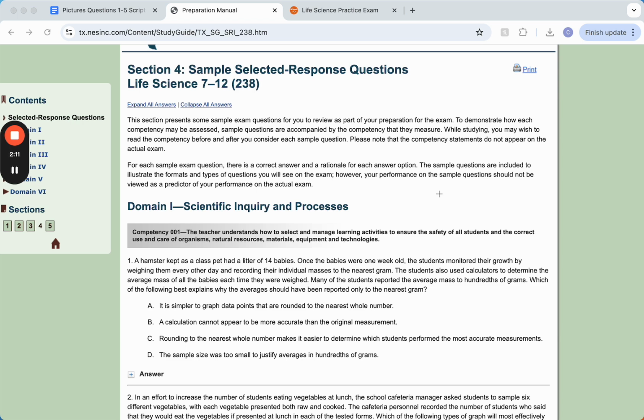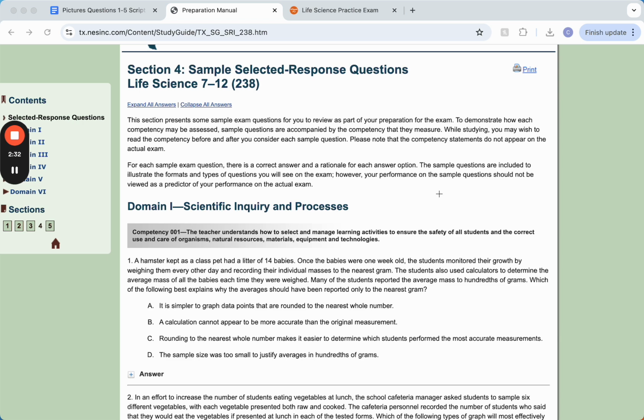So C is incorrect. Rounding to the nearest whole number makes it easier to determine which students performed the most accurate measurement. So that is not correct. The purpose of the experiment is not to compare students' results or see which student is most accurate. We want to see what the growth is, and we need all the data points in the same units.